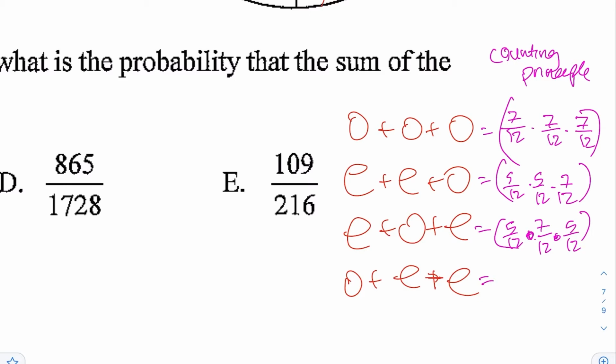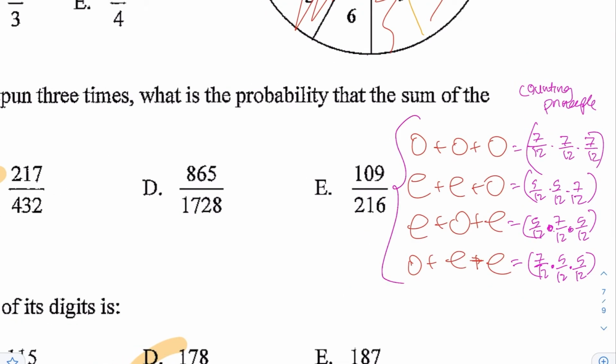And finally, for odd, even, even, the chance of getting an odd number first is 7 out of 12. And then for even second is 5 out of 12, and even third is also 5 out of 12. Now, any one of these can give you an odd sum. So you want to add these individual probabilities together, because you want a sum that is odd. Any one of these 4 scenarios will give you odd. So that means you'll have to use a calculator and add everything together.